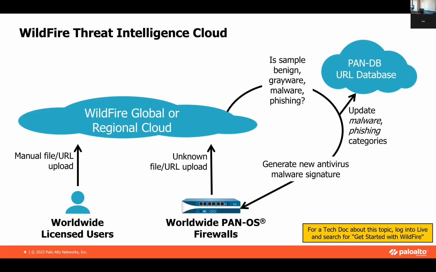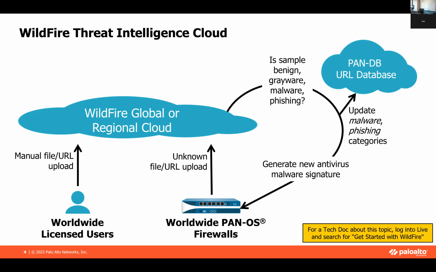If they have a known bad file, they can upload it to the Wildfire cloud or the global part of it. And then all of these Palo Altos, if they detect something could be bad, they send it up to the cloud as well. So the cloud goes through, it grabs everything, and then it says, okay, is that sample benign, grayware, malware, phishing, et cetera? If it is one of those, then we're going to immediately update the URL database. Remember, we talked about that last week.